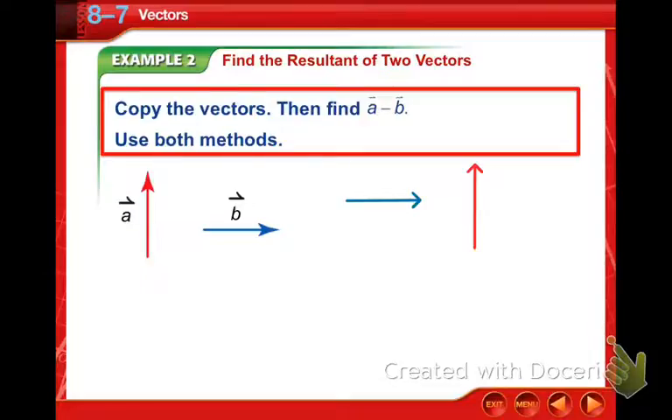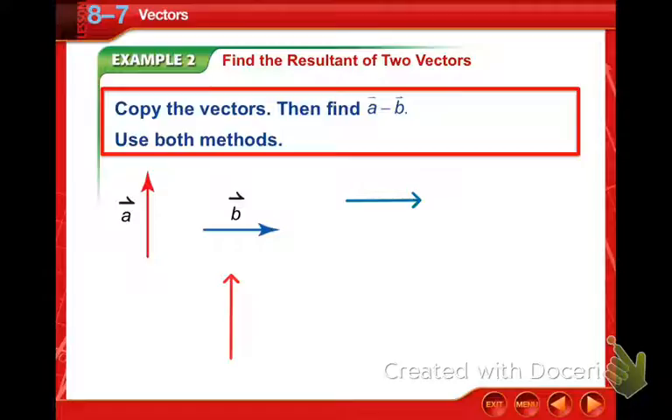All right, so we're going to subtract here. So we're going to first start off with our A vector. I'm just going to do this underneath here. So there's our A vector right there, going up still, and it's subtracting our B. So this is going to be using the parallelogram method first, and then off to the right I'll use the triangle method.